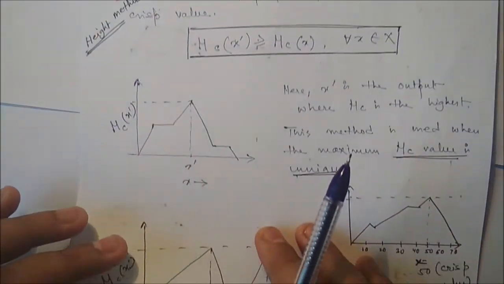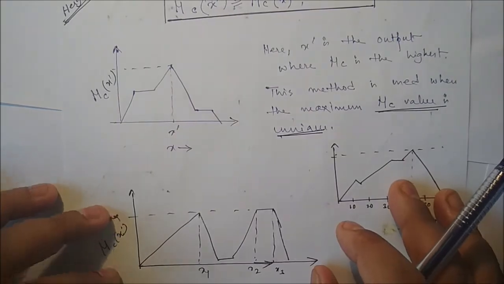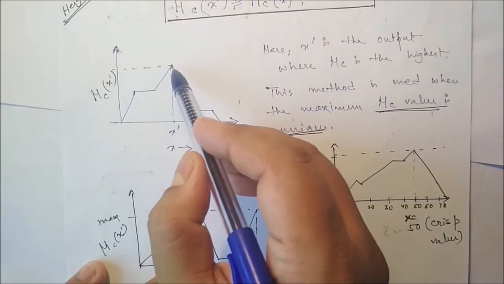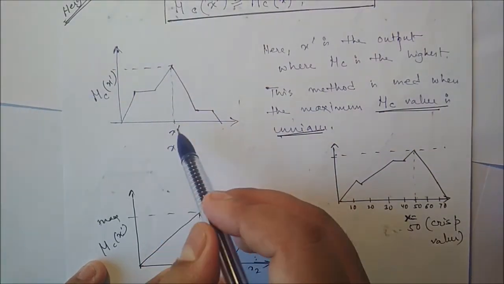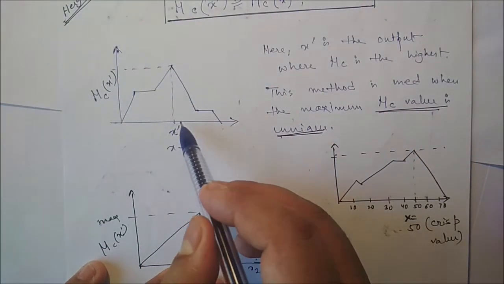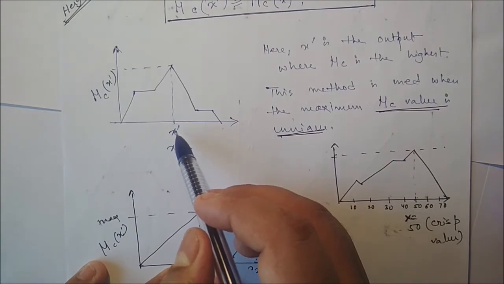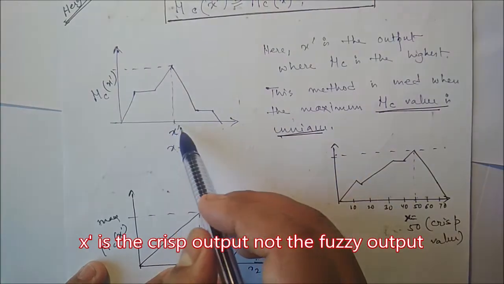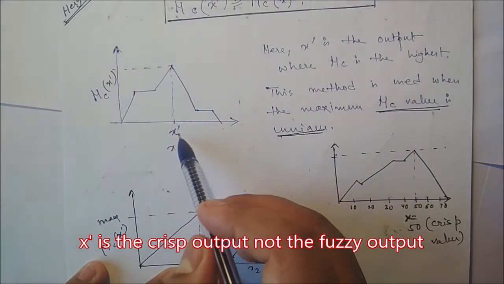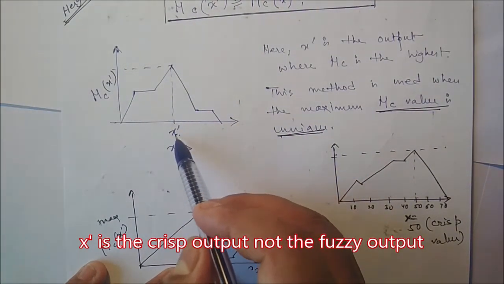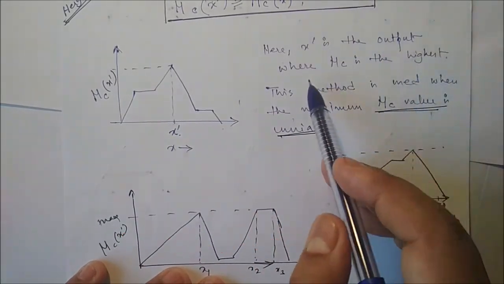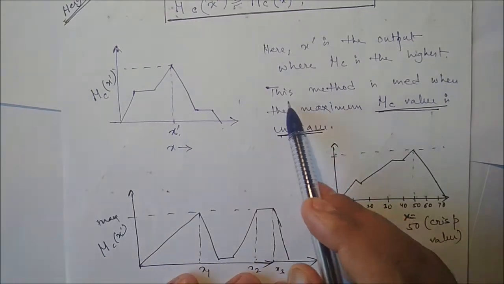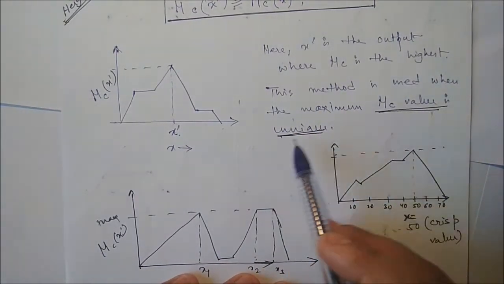We can see here the output of that. This is our fuzzy output, and the maximum membership value is somewhere here. So this x1 is the output. If it is a fuzzy set, the maximum membership value is at x dash. So this is nothing but our fuzzy output. Here x dash is the output where the membership value is highest. Note that this method is used when the maximum membership value is unique.